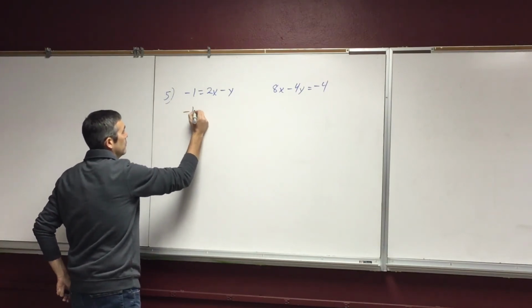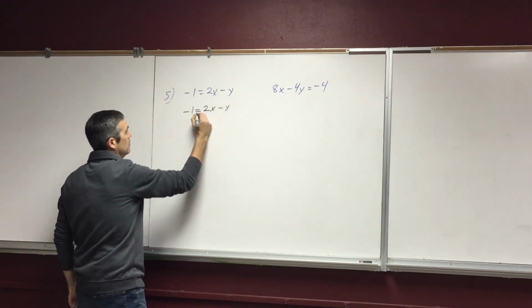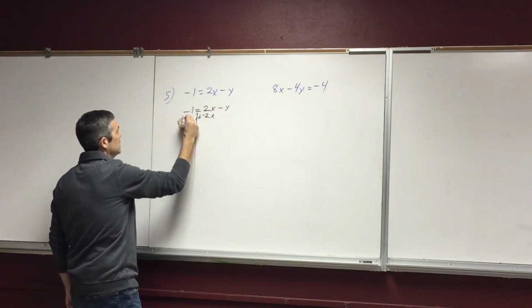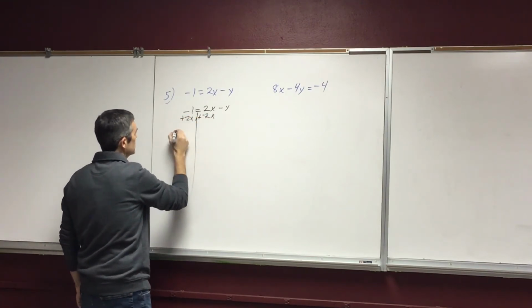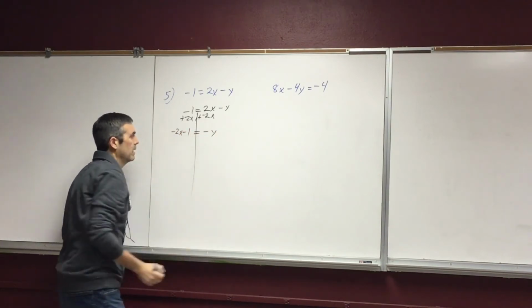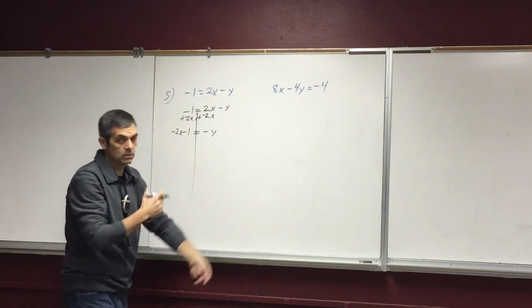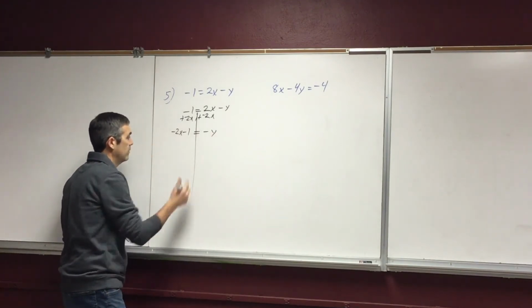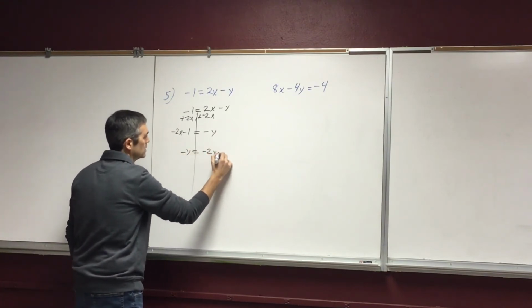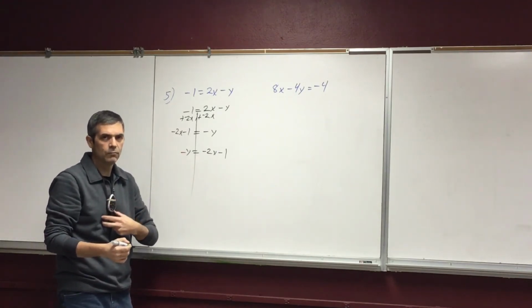Negative 1 equals 2x minus y. We're going to move things over, right? Plus negative 2x on both sides gets us negative 2x minus 1 equals negative y. Two things I'm going to do here. One, I'm going to switch it because I don't like that form. So negative y equals negative 2x minus 1. Now this is a step you don't have to take. This is something I do for me.